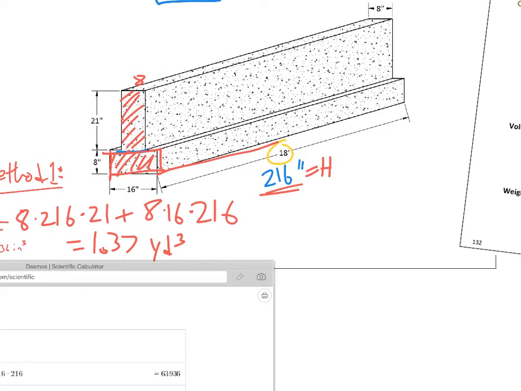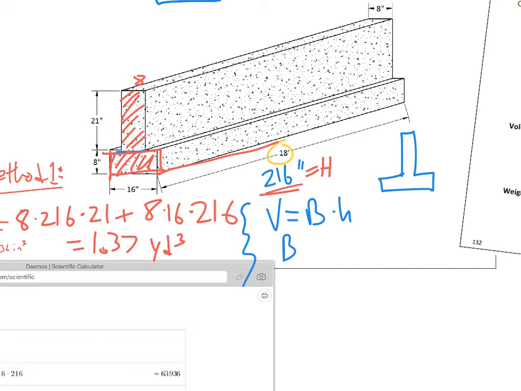Another way we could do this is we could say this is the base. A little more useful for us here is to say this T shape is the base. So if we can find the area of this T, then we can multiply it by the height. Okay, so let's go with volume as area of the base times the height.